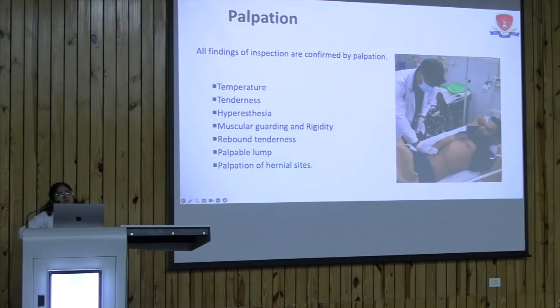All findings of inspection are confirmed by palpation. We feel any localized or general rise in temperature using the back of our hand. This may indicate inflammation, infection. Check for tenderness. This helps in identifying the affected organ or quadrant. Check for hyperesthesia. Muscular guarding and rigidity may indicate peritoneal irritation. Test for rebound tenderness as it is indicative of peritonitis. Feel for any palpable lump and note their size, consistency and mobility. Palpate any hernial sites present.